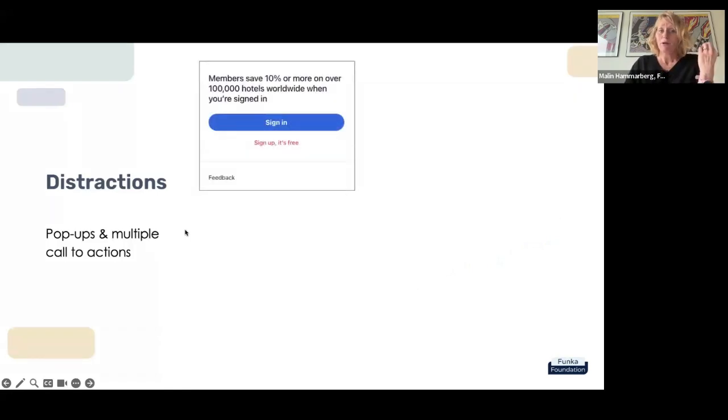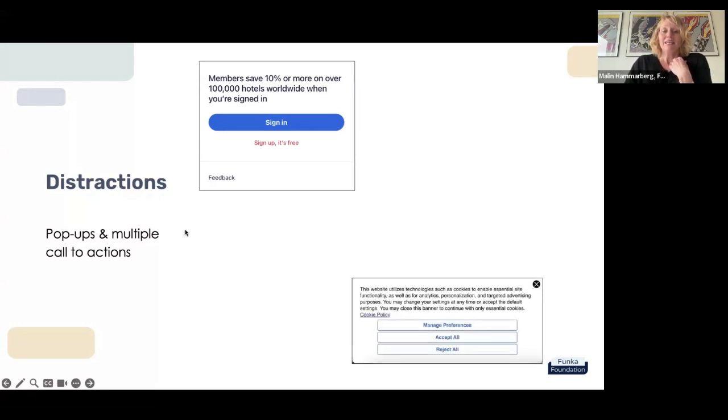It might be pop-ups that we are supposed to sign in to get some, maybe to get some reduction. So this one says members save 10% or more over 100 hotels worldwide when you're signed in. Then we can get pop-ups about the cookie banners, even if they are good for us. Somehow they can stress us when they keep moving up on top of the elements.